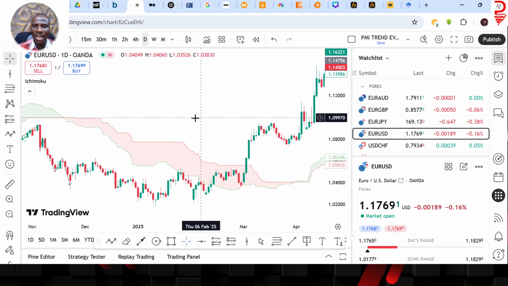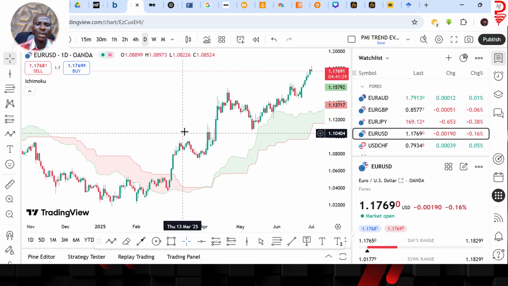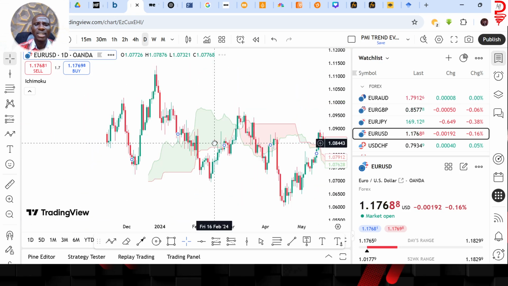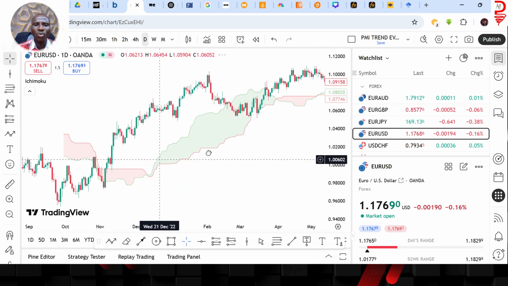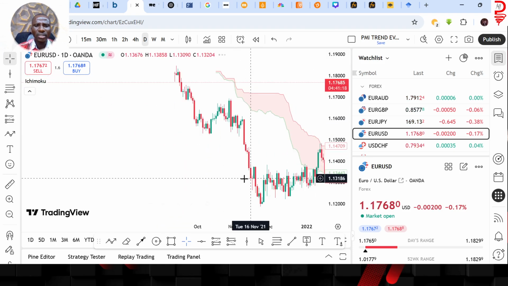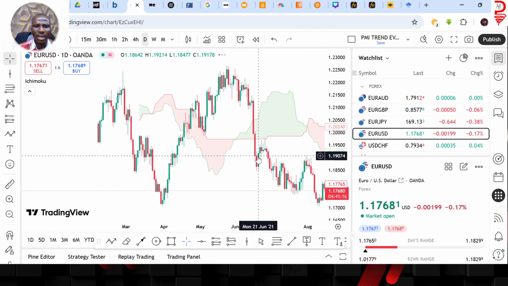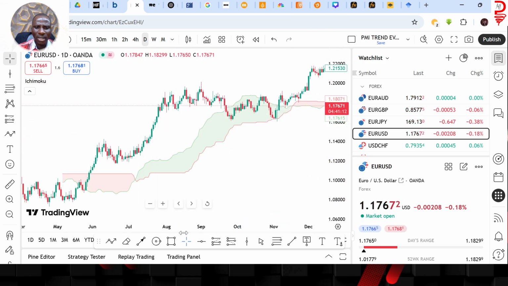Is that okay? I believe I've been able to establish the different types. And of course, you can have a ranging character where you will be having equal highs and equal lows. I'm trying to look out for an example of such a character where you have a ranging character, equal lows. I think I've seen one. So something like this looks more or less like equal lows.